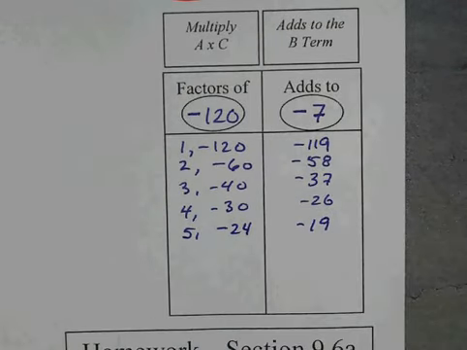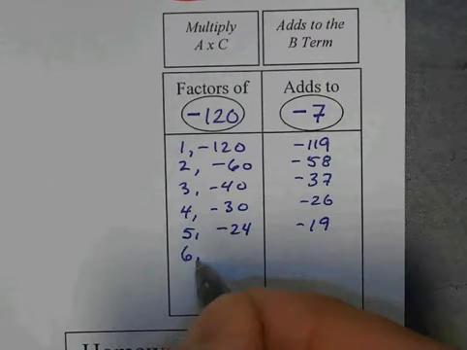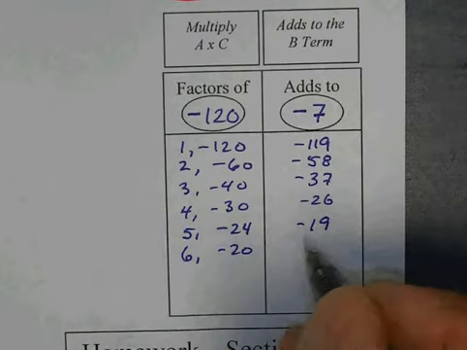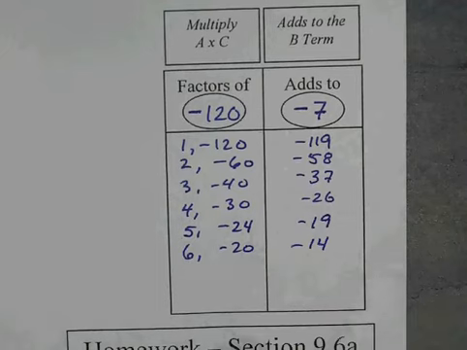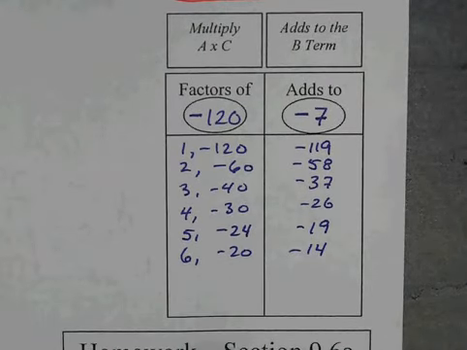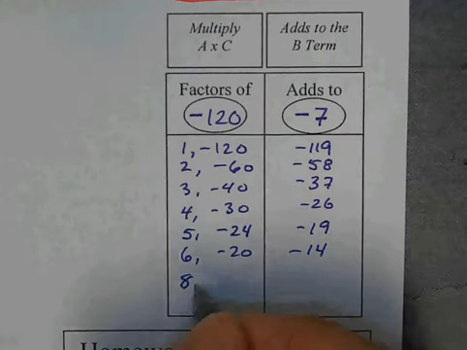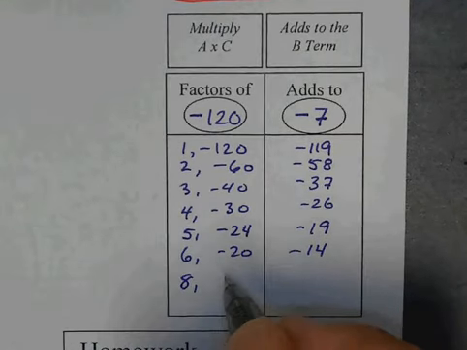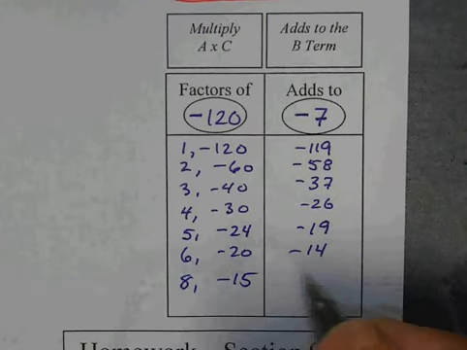Does 6 go in? 20 times. Thanks, Jess. That's negative 14. We're getting really close now. Does 7 go in? It doesn't? Does 8 go in? How many times? Thank you. So negative 15. And there it is.